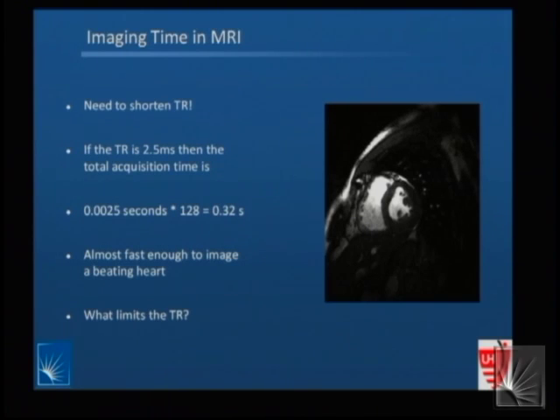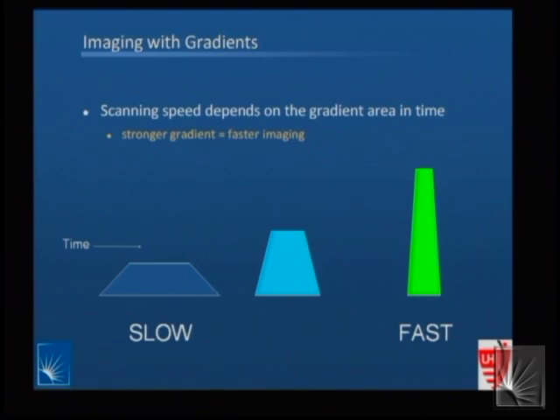Another way I could do this is to actually use the technology I have available to me to reduce the repetition time, play out those gradients much, much stronger and over shorter periods of time. And if I did that, I might be able to reduce my acquisition time by, let's say, an order of 4 or so. That would get me down to an acquisition time of 320 milliseconds or so. This is almost fast enough to image a beating heart. But what limits our ability to reduce the repetition time?